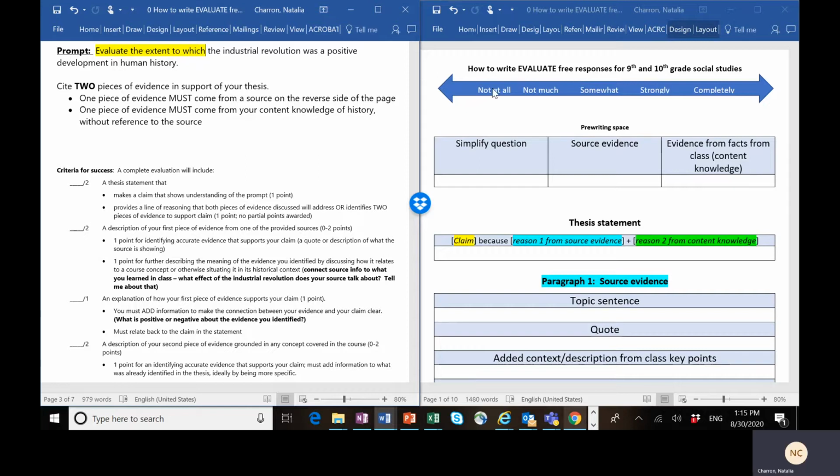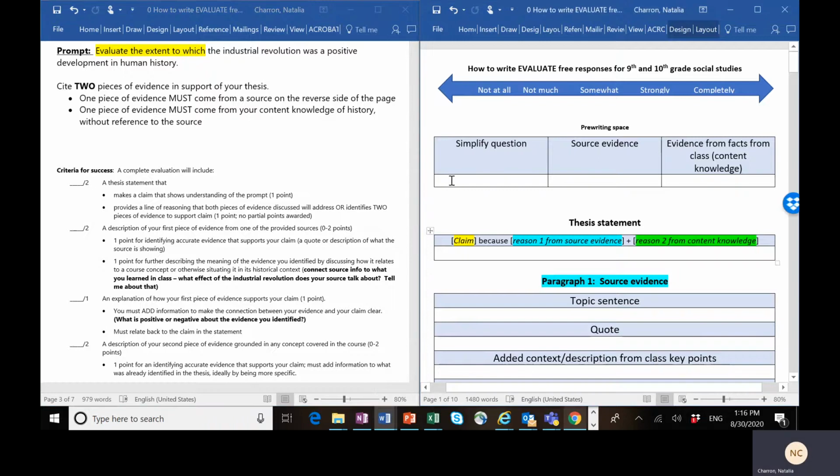Was it not at all positive? Was it somewhat positive? In which case you'd probably give me 1 thing about it that was good and 1 thing about it that was bad. Was it completely positive? All of your evidence would be good things in that case. That's what evaluate is asking you to do.